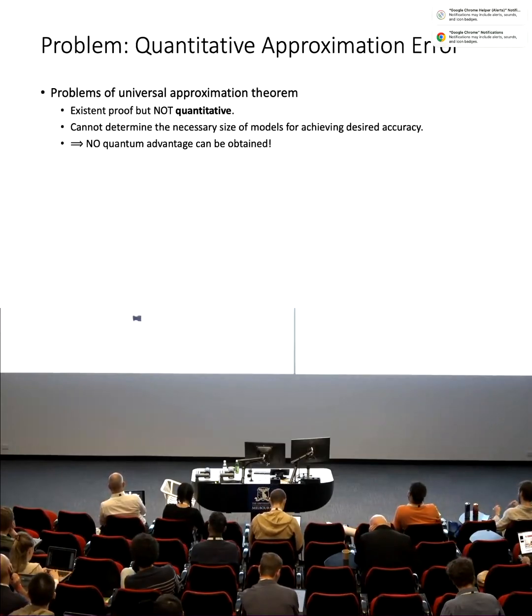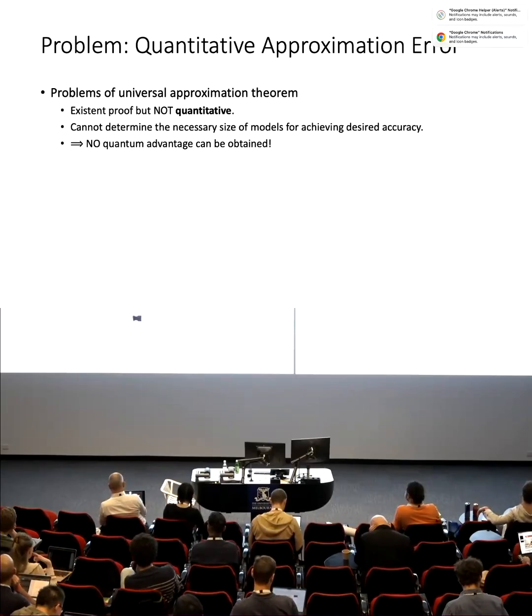But the problem is, is the universal approximation theorem sufficient for us to find quantum advantage? The answer is no, because the universal approximation theorem is more like an existence proof, but it's not quantitative. This means we cannot use it to determine the necessary size of the models to achieve the desired accuracy. So we cannot quantitatively compare the performance between the classical model and the quantum model, which means no quantum advantage can be obtained.